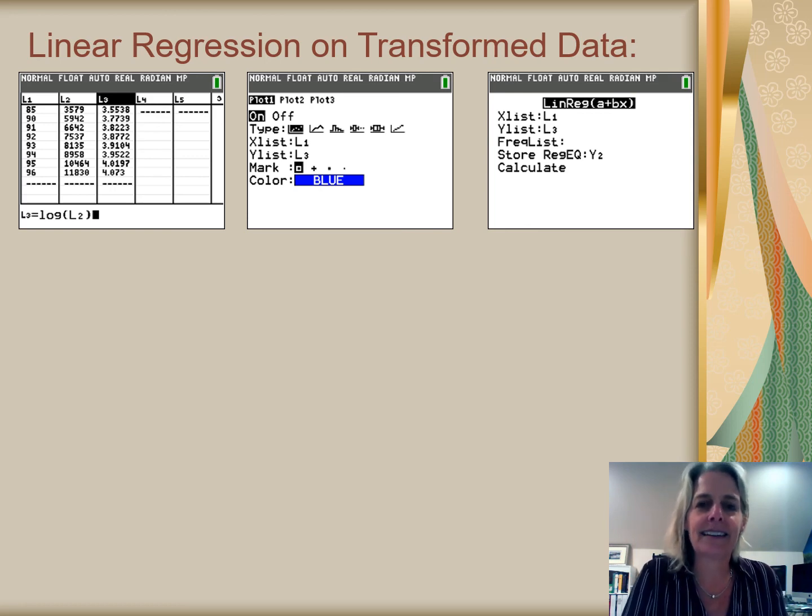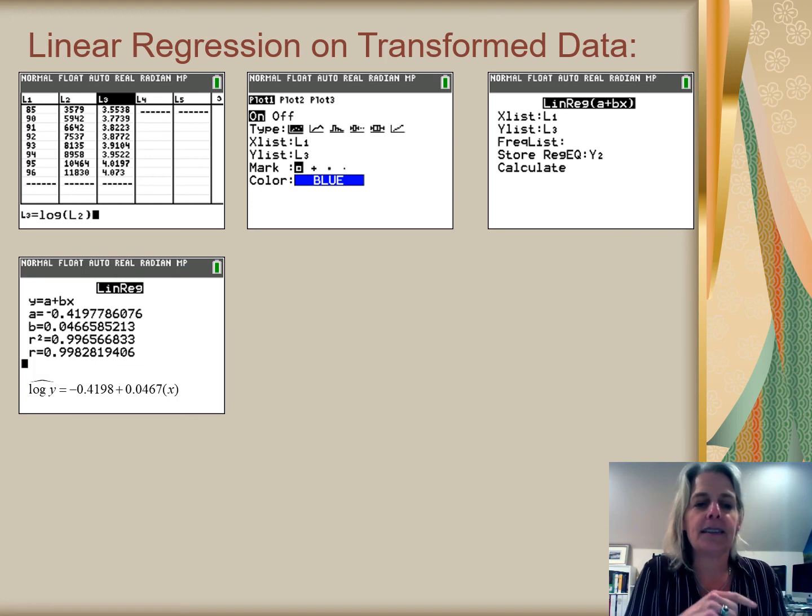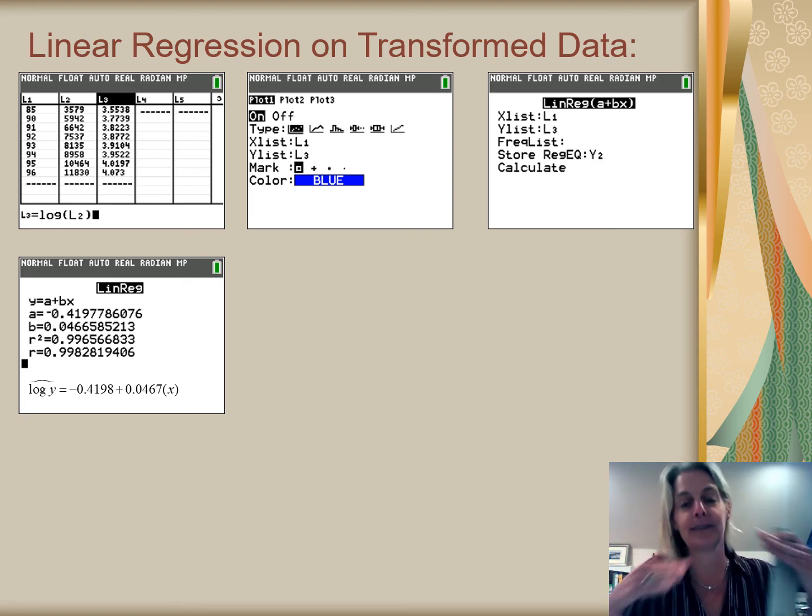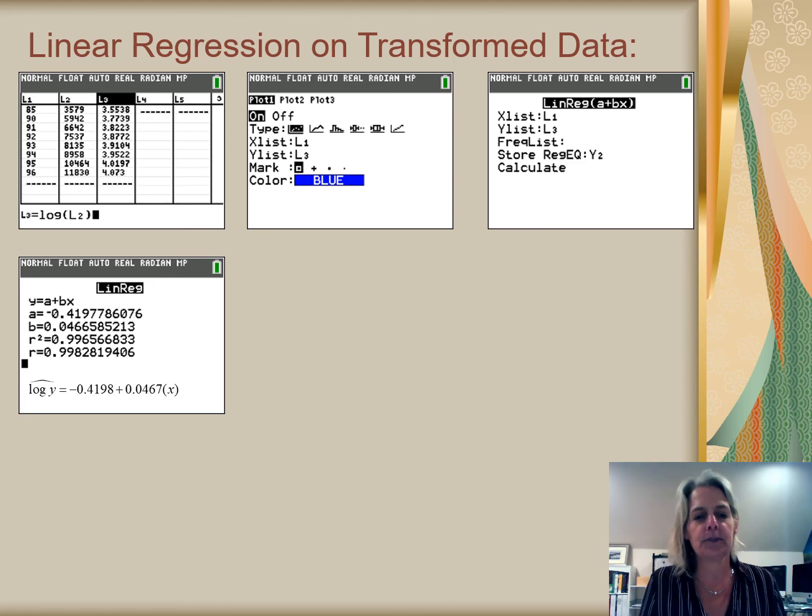Right? And I'm going to store that as an equation in my y2. When I do the linear regression on list 1, list 3, I end up with a new linear equation, which I would write with the predicted log of y, so hat over log y, is equal to, and then just plug in your a and your b for your y-intercept and your slope for the transformed data.